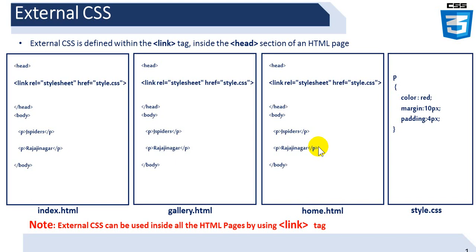I used internal CSS and applied red color to all the paragraphs for all the thousands of web pages. That means 1000 web pages are there, 1000 internal CSS are there. So in future, your team leader or your manager will ask you to change the paragraph colors from red to green for all the thousands of pages. If you have used internal CSS, you should visit each and every page and change the color.